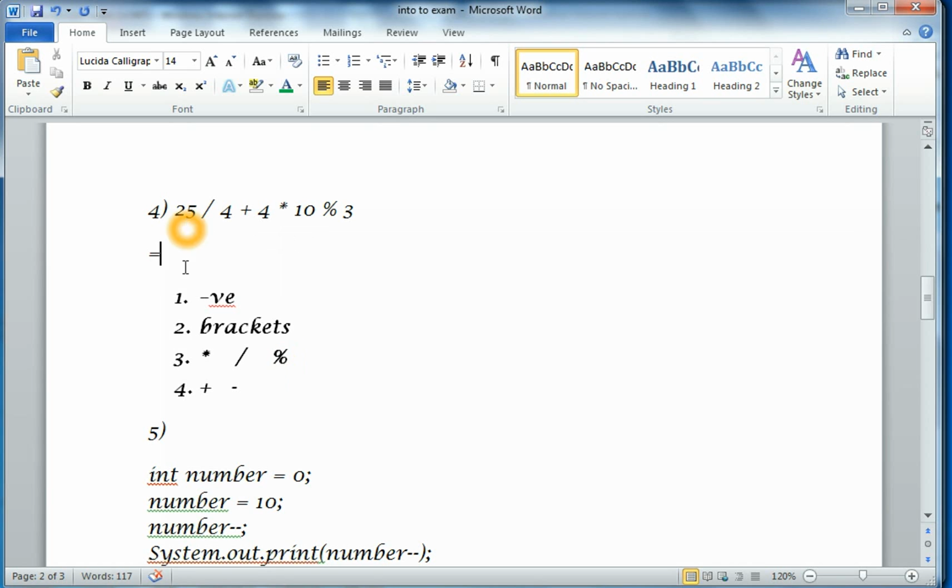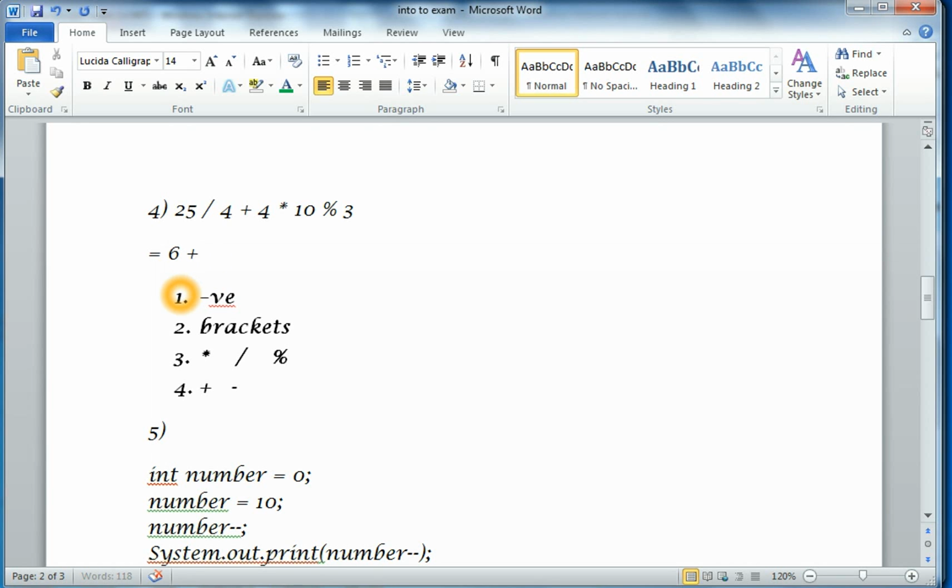So in this case, we don't have any brackets, so we go on to see this multiplication and division. Since these are all the same level, we don't do modulus first. We just go from left to right. So 25 divided by 4. I know naturally you would expect a decimal point number, but it is not, because 25 and 4 are both integers. The result will be an integer. So 4 goes into 25 6 times, and no decimal places because it's integer division.